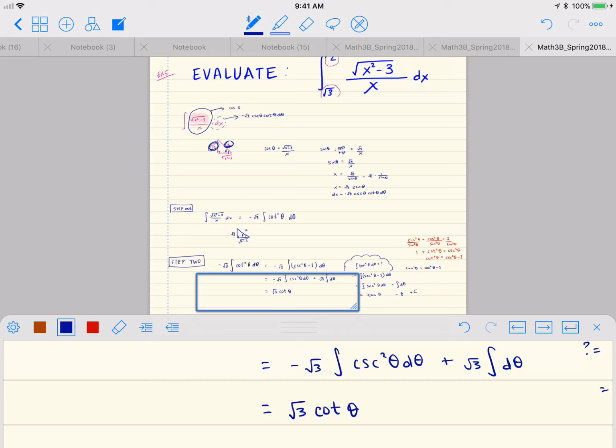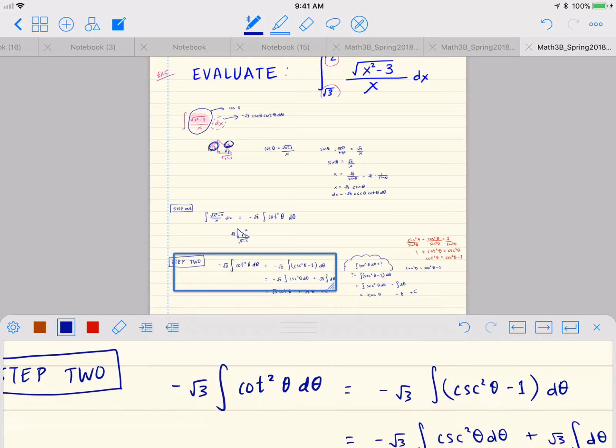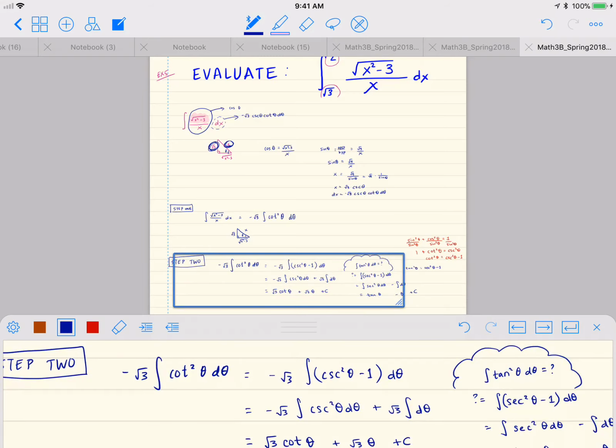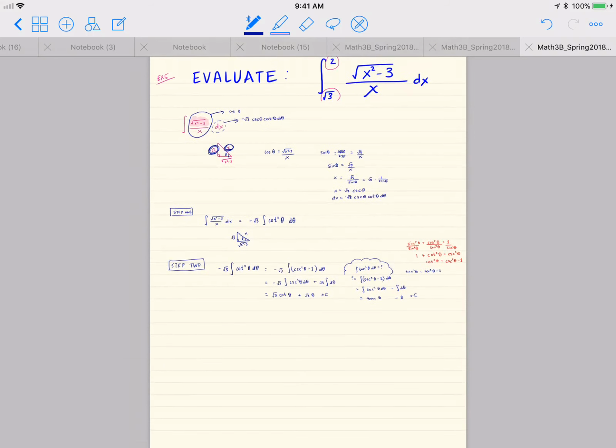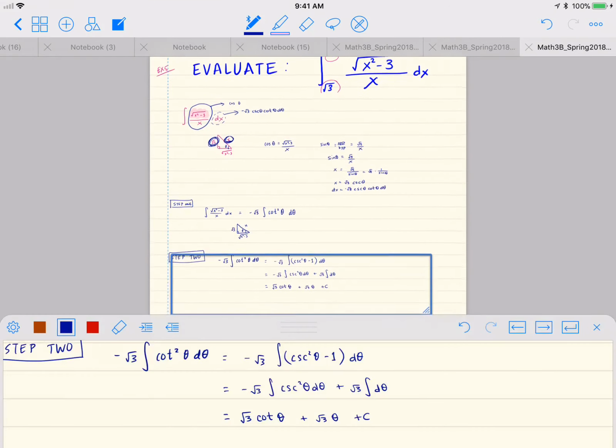Because the derivative of cotangent is negative cosecant squared. Okay? And then plus this last summand is going to be root 3 theta. We can put a plus a constant. So we're done with step 2. So this is our result for step 2, we've evaluated this trig integral. Okay, so let's clean things up a little bit and erase over here. Now we're ready for step 3.